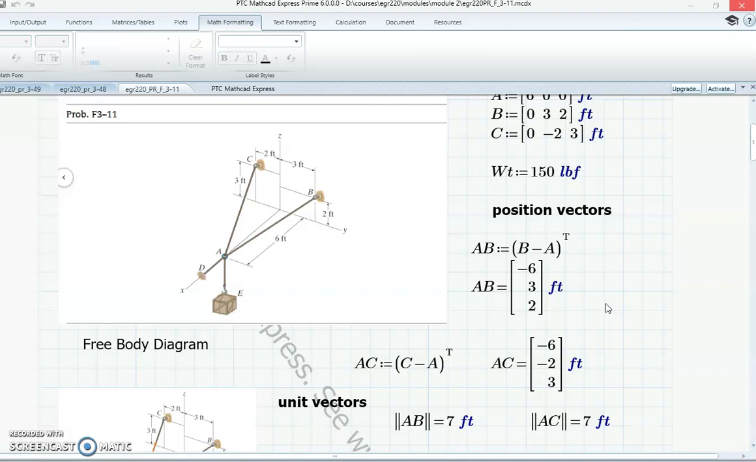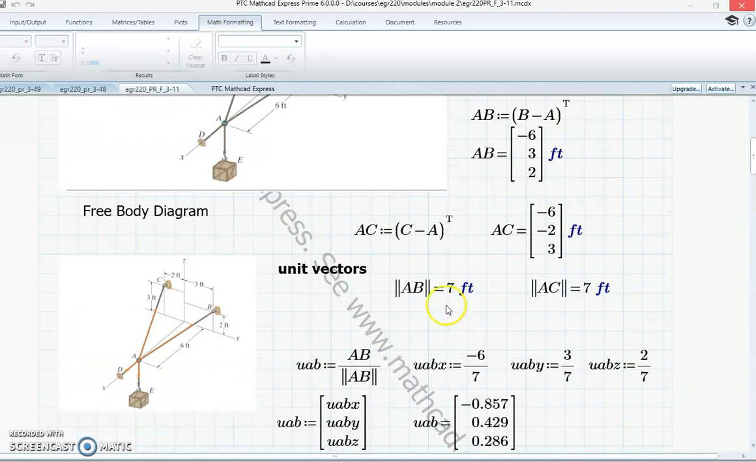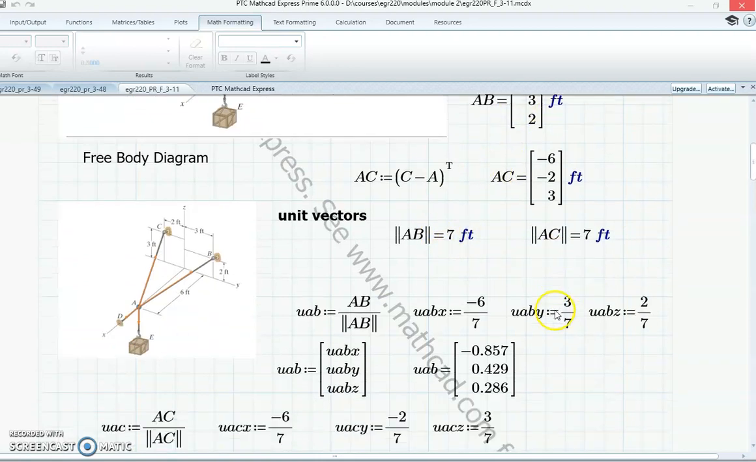math. So anyway, A to B, I subtract B minus A, and let's see if it's right. If I start at A, I go minus 6 in the X, I go 3 in the Y, and up 2 in the Z. A to C, I go minus 6, minus 2 in the Y, and up 3. So yeah, that looks good. Calculate the magnitude of those: 6 squared, 3 squared, 2 squared, square root. I get 7 for both.